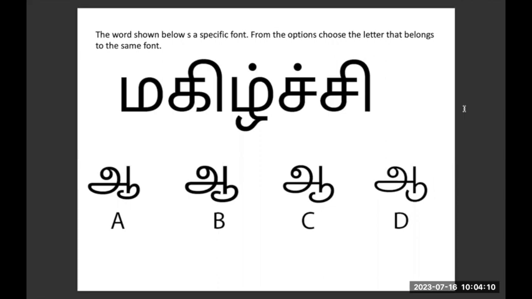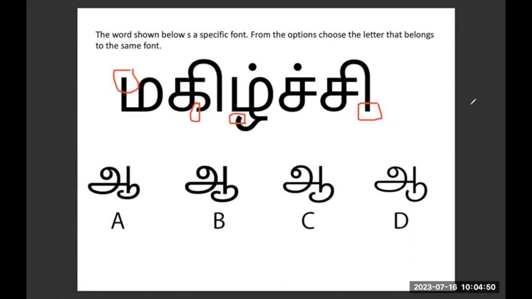In this case, your biggest clue is looking at how the curves terminate, how the curves end, or how the letters end. That is your biggest clue in finding the correct answer in this case. This is your biggest clue, all the edges.